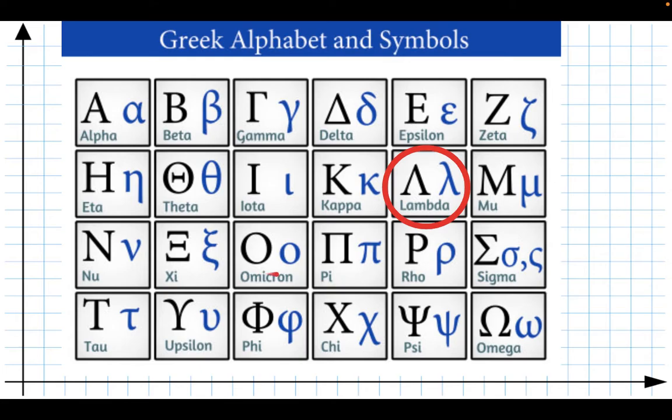You've seen some of these other ones. You've seen pi probably, and theta you use in geometry. Well, this one right here, lambda, it's kind of like a Y, but it's upside down.